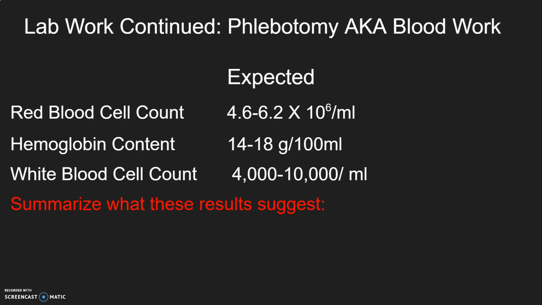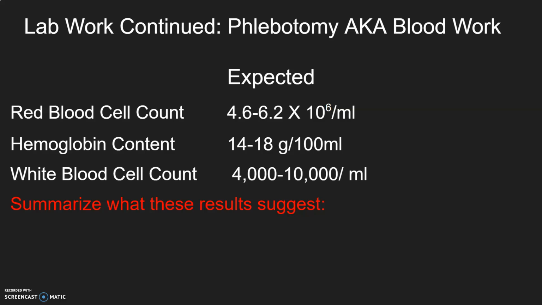So we wanted to look at what's in their blood. So we would draw blood, and the red blood cell count for an individual who's healthy should be 4 to 6 times 10 to the 6. That's 4 to 6 million cells per milliliter. The hemoglobin content. So hemoglobin is a protein with iron, and we want to know how much is in your blood because hemoglobin carries oxygen. It's 14 to 18 grams of hemoglobin per 100 milliliters of your blood.